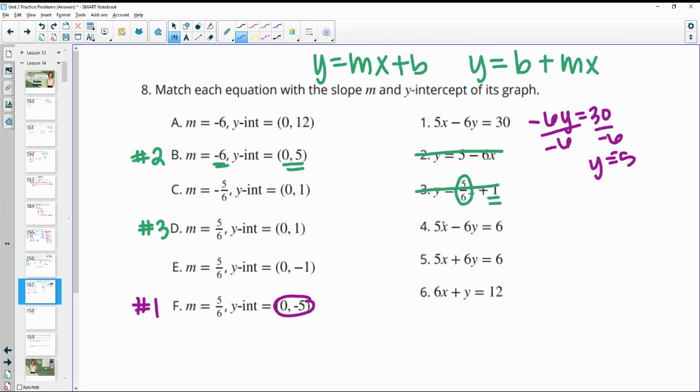So number 4, same idea. If I plug in 0 for x, I get -6y equals 6. Divide by -6, and you get y equals -1 for that y-intercept. Well, only one of these has a y-intercept of -1, so this one has to be number 4.